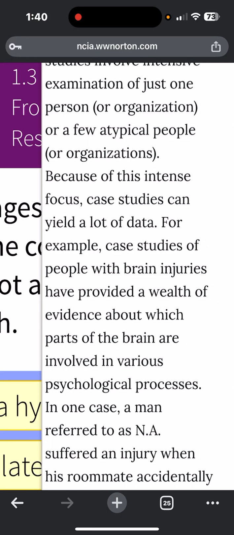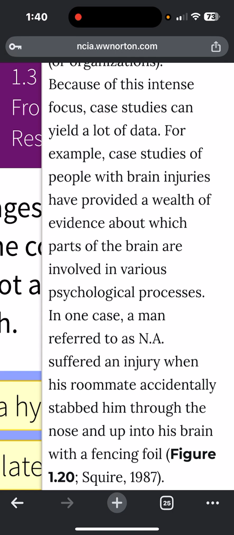For example, case studies of people with brain injuries have provided a wealth of evidence about which parts of the brain are involved in various psychological processes.